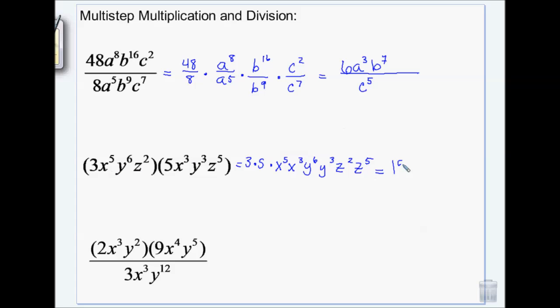So 3 times 5 is 15. X to the 5th times x to the 3rd, I add those exponents. So I get x to the 8th. Y to the 6th and y to the 3rd, I add the exponents to get y to the 9th. And z squared and z to the 5th gives me z to the 7th. So each part goes with what it matches.